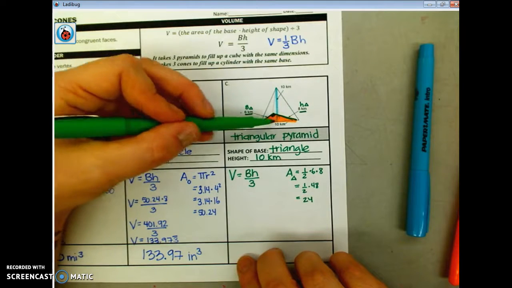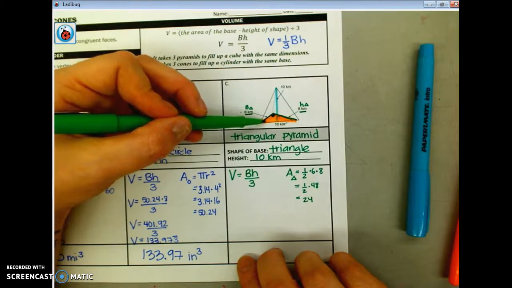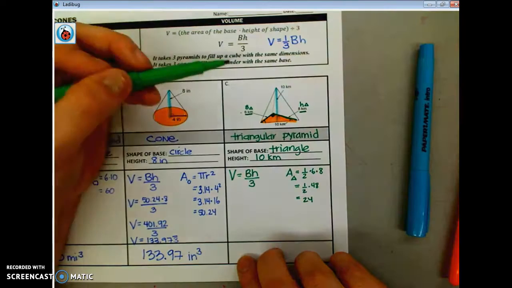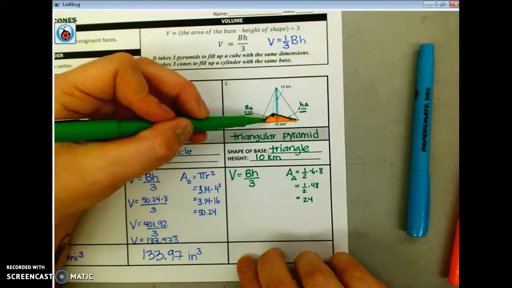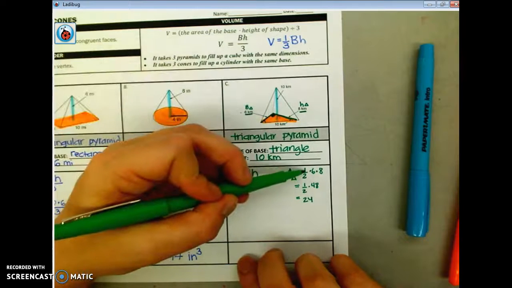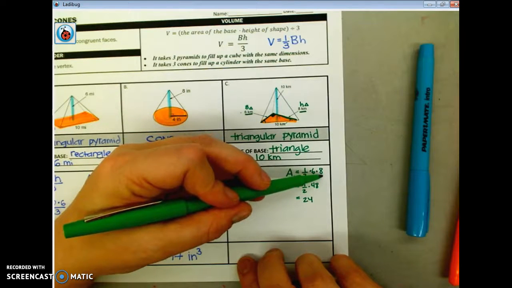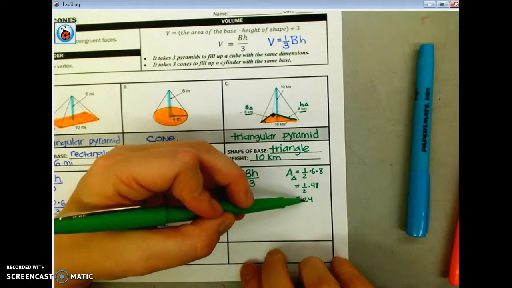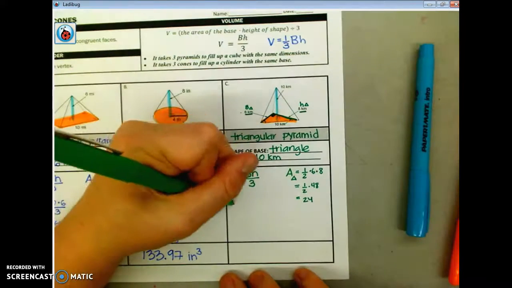All right, the 10 is not part of it because notice this angle here and this angle here, those are not 90 degrees. You want to, again, look for the two lines that form a 90-degree angle in your base. So that's where I got 1/2, my base 6, my height of the triangle is 8, and I got my area to be 24.